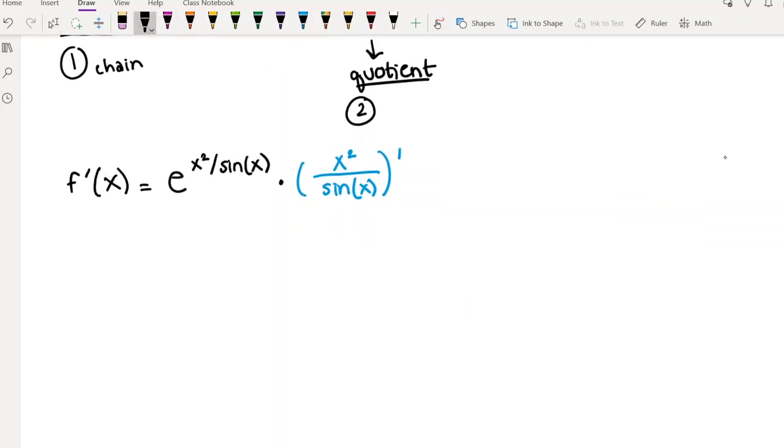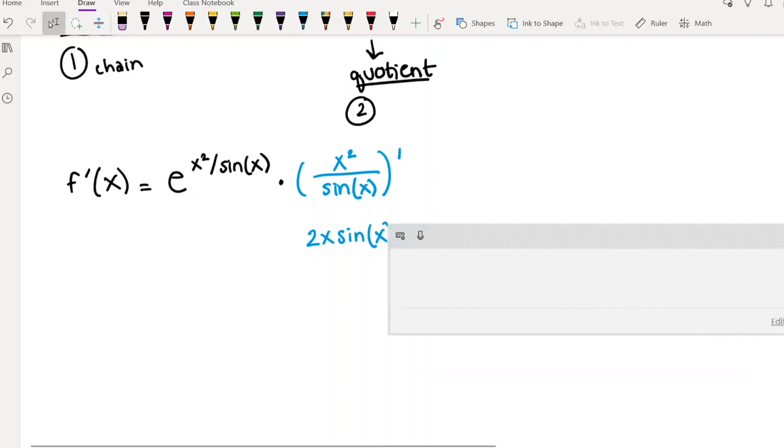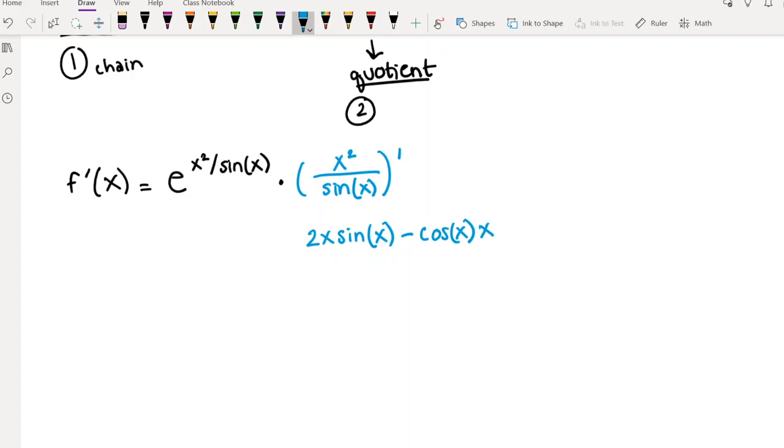So what does that give us? So x squared over sine of x prime, that's where we now are going to use the quotient rule. The quotient rule tells us that we take the derivative of the numerator, so that's 2x, and we multiply it with the denominator. And then we subtract the derivative of the denominator, so that's cosine of x, times the numerator. And then we divide that by the denominator squared. And we're taking this whole thing and multiplying it with e to the x squared over sine of x.